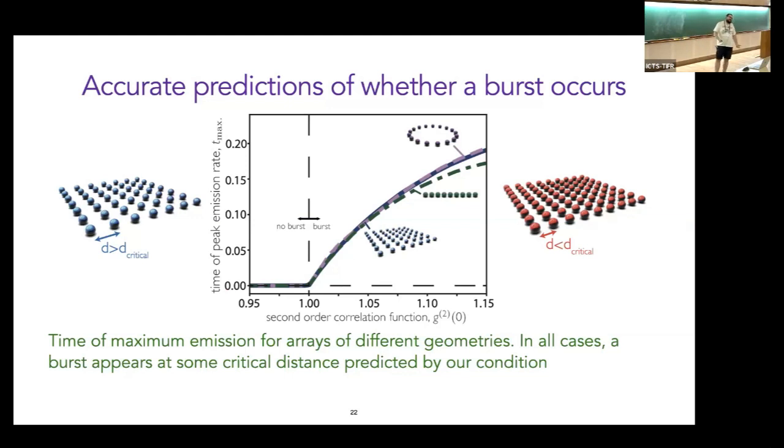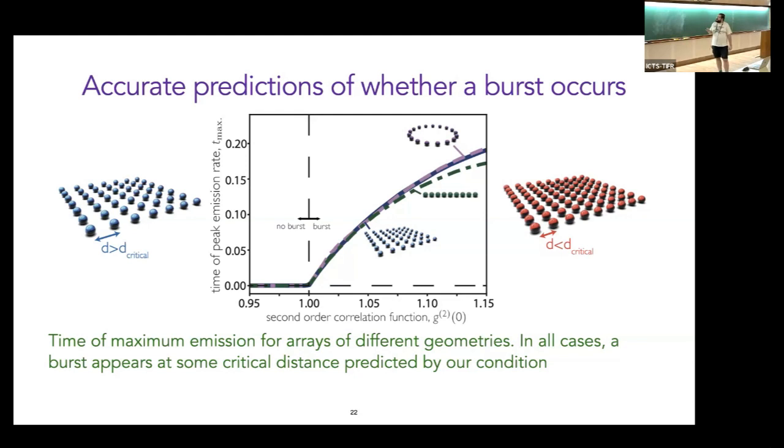Again, going back to our exact calculations, you can see on the left-hand side, my condition says there should be no burst, and the time of peak emission is at t = 0. So it starts emitting the strongest it will ever emit, and then just decays from there. But the moment my condition goes above 1, the moment it says there should be some sort of superradiant burst and an initial rise in intensity, you see that the time of peak emission does become finite.